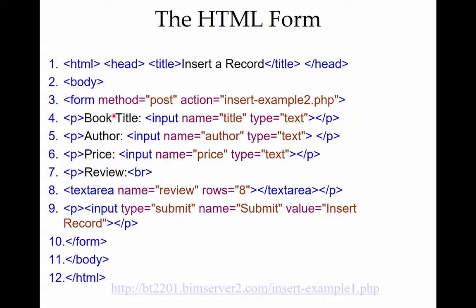Okay, and we ask for the book title. This is the internal name. So it will be stored in $_POST['title']. We ask for the author, $_POST['author']. We ask for the price and for the review.